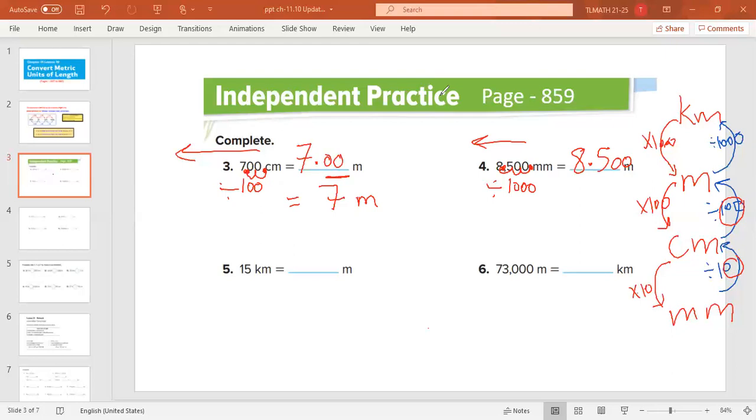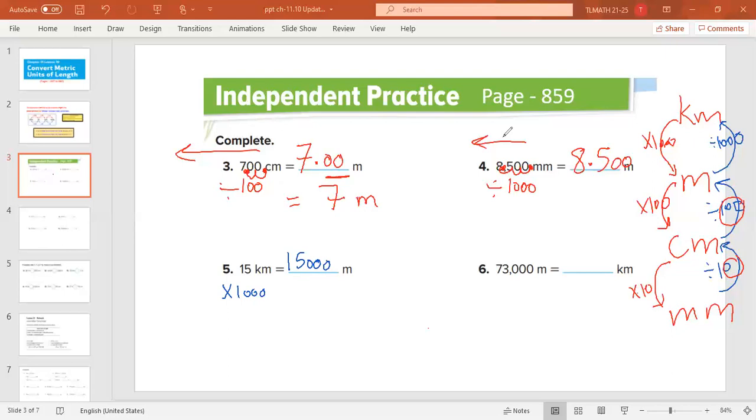Now question number 5. Here I'm going to convert from kilometer to meter. Here I'm going to multiply. So from kilo to meter, I need to multiply by 1000. Now let's do it. 15 times 1000, it will be equal to 15,000 meters. It's easy.